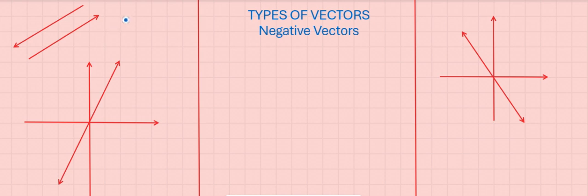Hello friends, we are still looking at the types of vectors. There are many types of vectors, but I just want to focus on the types which are significant in our study of vectors. Now I want to look at negative vectors. What is a negative vector?